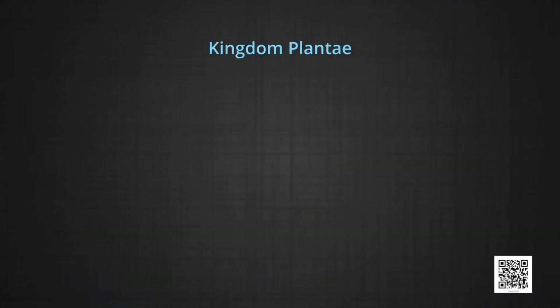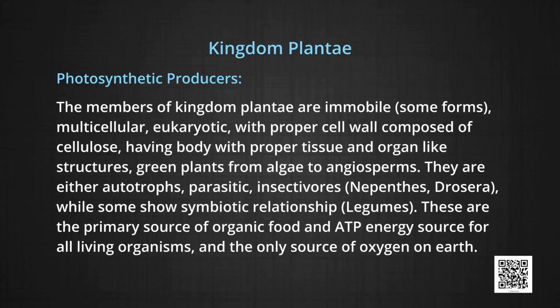Kingdom Plantae. They are photosynthetic producers. The members of Kingdom Plantae are immobile. Some forms are multicellular, eukaryotic with a proper cell wall composed of cellulose, having a body with proper tissue and organ-like structures. Green plants from algae to angiosperms. They are either autotrophs, parasites, or insectivorous like Nepenthes, Drosera, etc., while some show symbiotic relationships like legumes.